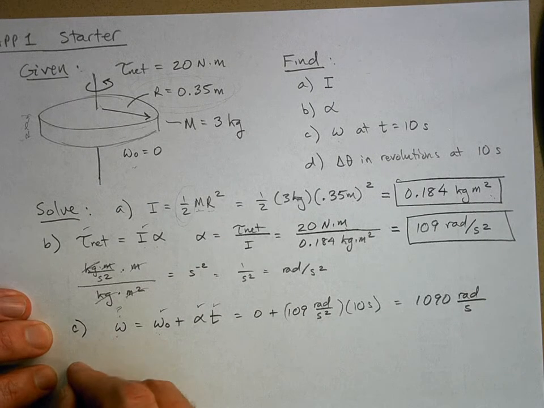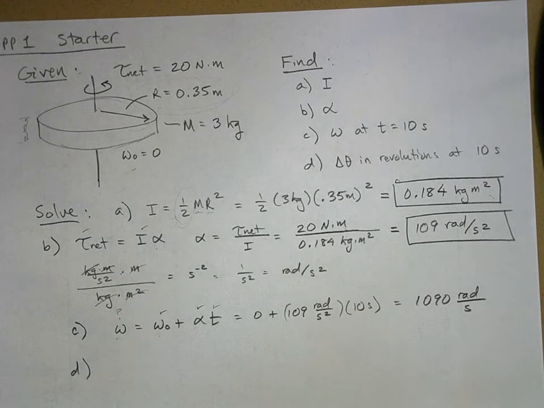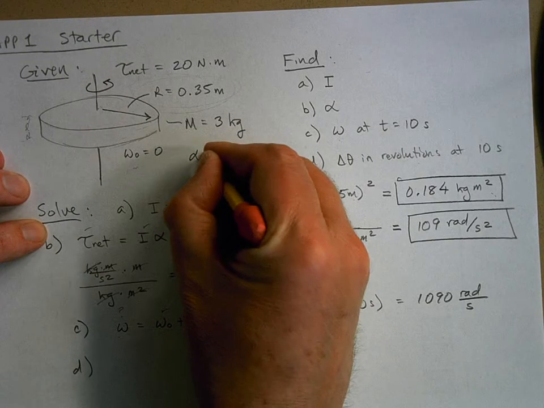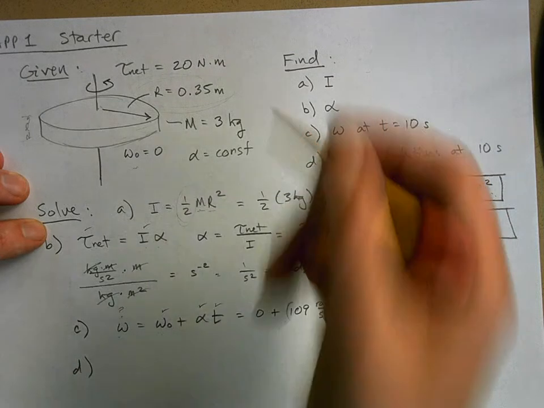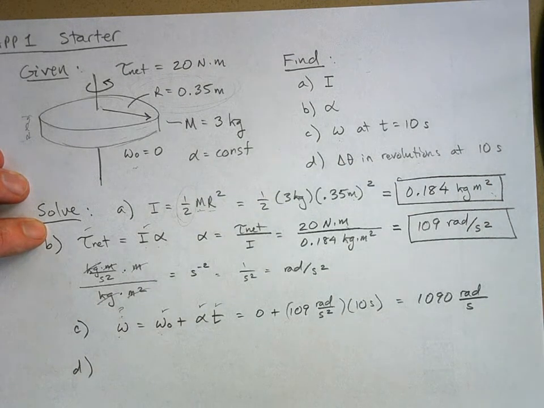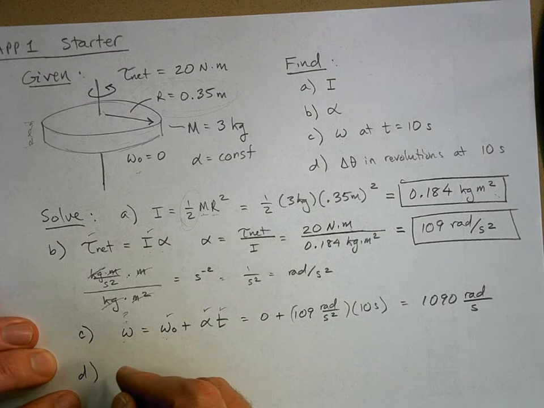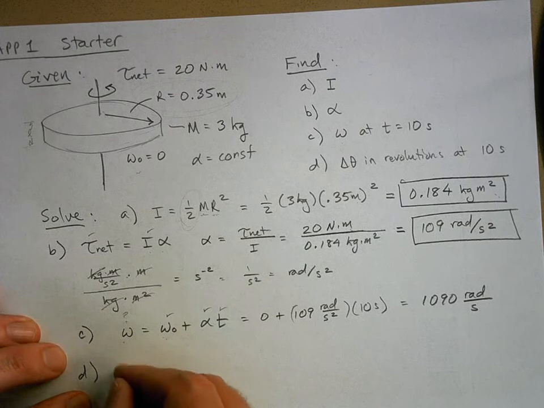And then for part D, well, if we assume a constant angular acceleration, and I really should state that in what's given, alpha is a constant. The torque is a constant, so the angular acceleration will be constant. But anyway, part D, well, what do I know? I know the initial angular velocity, the time, and the angular acceleration. So I'm going to use the third kinematic equation.